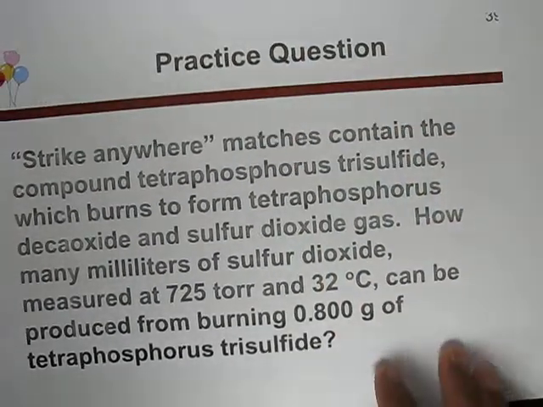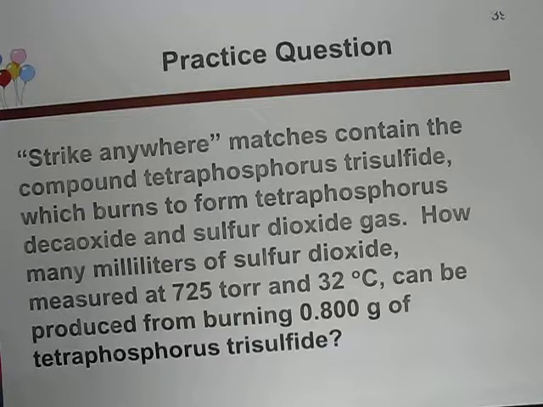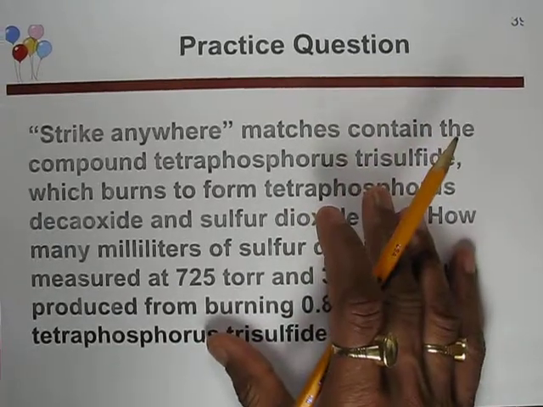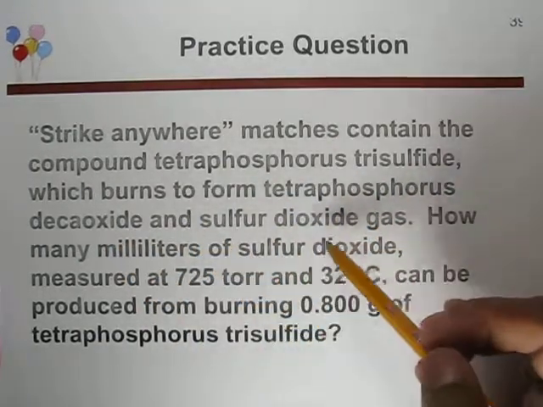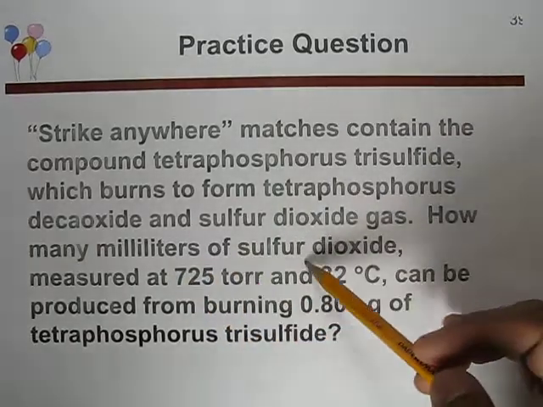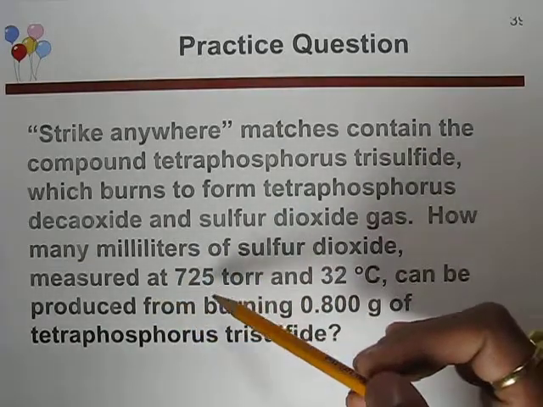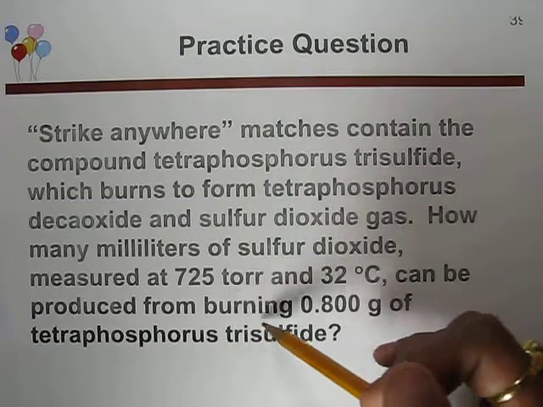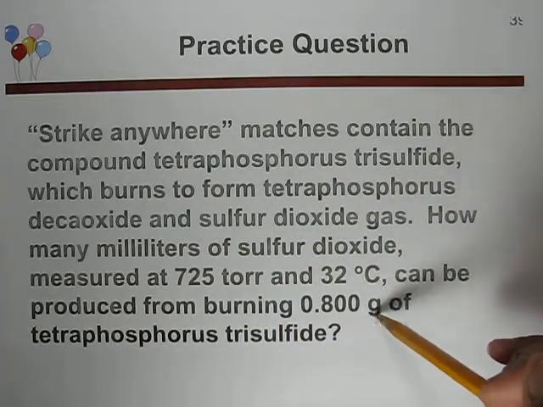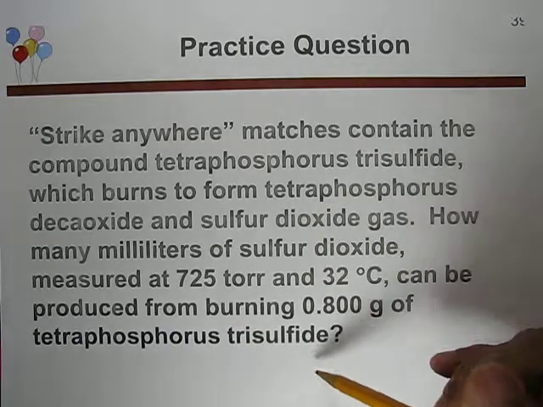So this was the one practice problem. Here is one more, which is a little different from this question. According to this question, strike anywhere matches contain the compound tetraphosphorus trisulfide, which burns to form tetraphosphorus decaoxide and sulfur dioxide gas. How many mL of sulfur dioxide measured at 725 torr and 32 degrees Celsius can be produced from burning 0.8 gram of tetraphosphorus trisulfide?